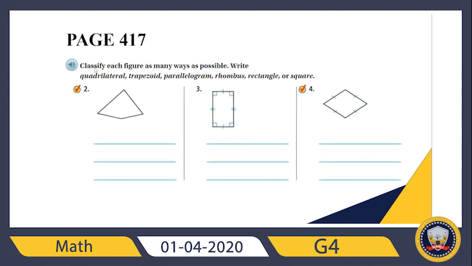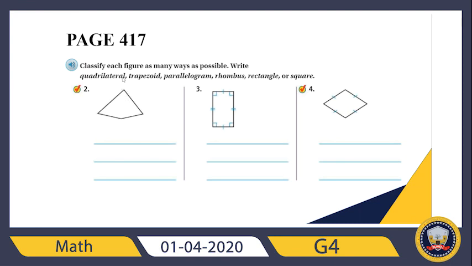It's asking us to classify each figure as many ways as possible, so we can write more names. It says right quadrilateral, trapezoid, parallelogram, rhombus, rectangle or square.